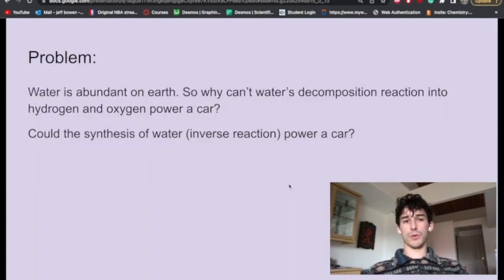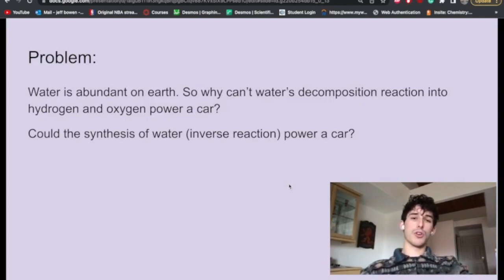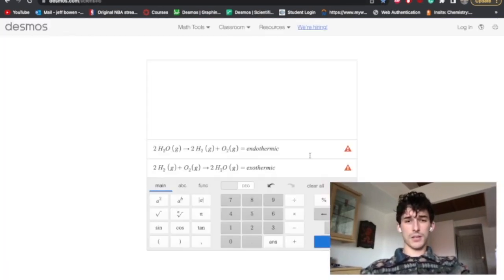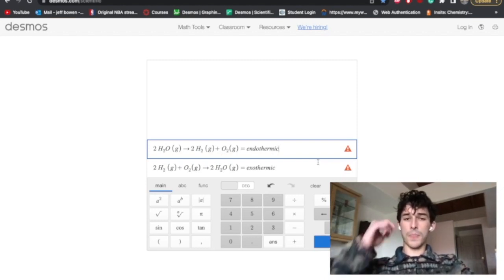So here's a problem to kind of apply this information and understand it better. Water is abundant on Earth, so why can't its decomposition reaction into hydrogen and oxygen power our car? And could the synthesis of water from hydrogen and oxygen, the inverse reaction, power a car? Well, let's look. 2 moles of water decompose into 2 moles of hydrogen gas and 1 mole of diatomic oxygen.